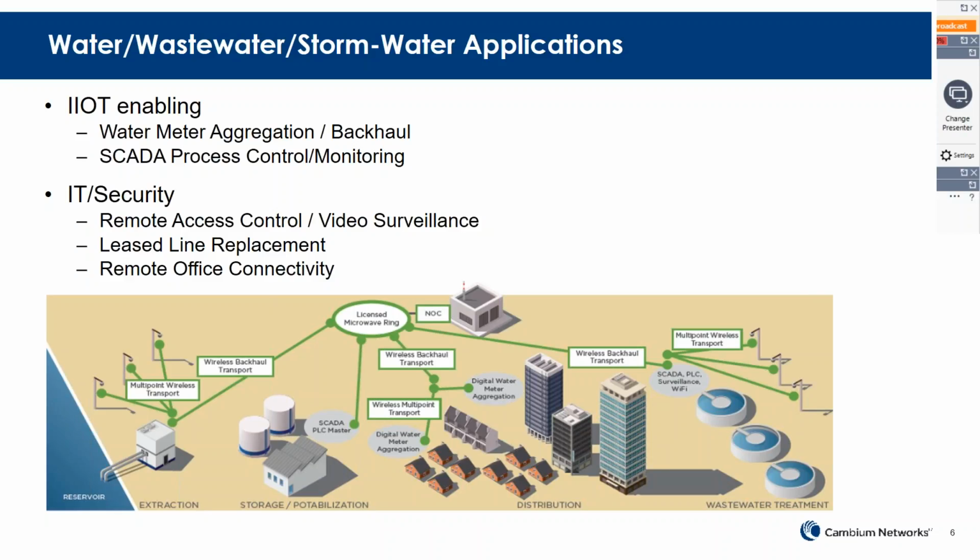In addition, you might have additional bandwidth to support something like remote access control and video surveillance, which consumes a lot of data bandwidth. You can even replace your lease line, which would have been really costly, but now you have this wireless broadband at your disposal. So you can do lease line replacement, and you can even set up remote office connectivity using the wireless broadband.